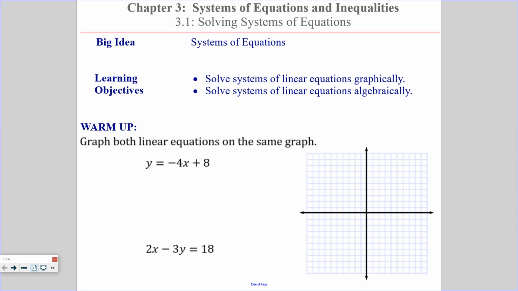I'm curious to see. So 3.1, so I'll always put the lesson title right here. We're going to solve systems of equations, and we're going to do it graphically and algebraically. Okay, so your warm-up for today is I want you to graph these two lines on the same coordinate plane. I'll give you about 1 minute to graph those. Good luck.